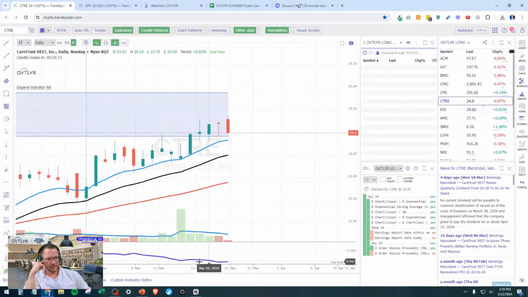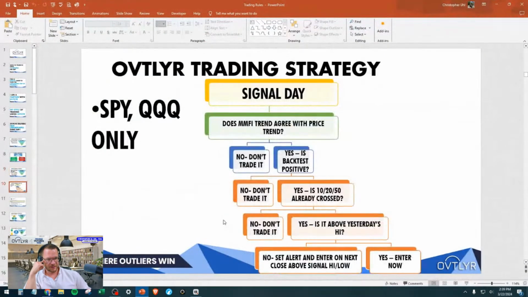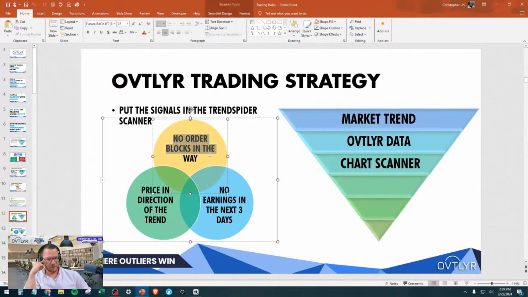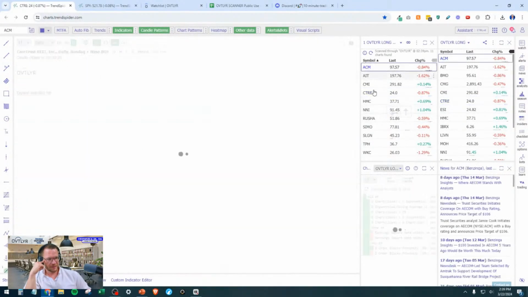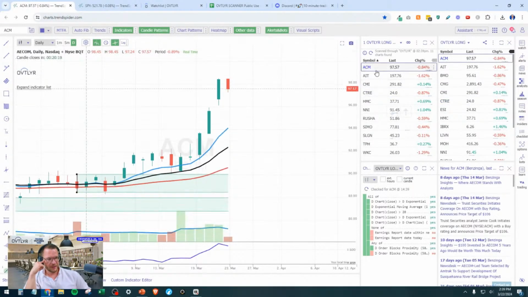So this is running my scanner, and the scanner is just really simple. It's just making sure there's no order blocks in the way, there's no earnings the next 3 days, and the price is in the direction of the trend that we want to see. There we go. Yeah, I don't know why the order block showed on that one, but all the other ones are good. So we won't look at CTRE.